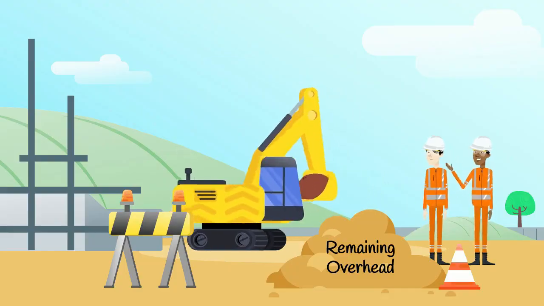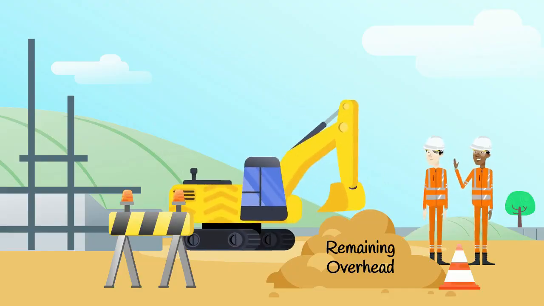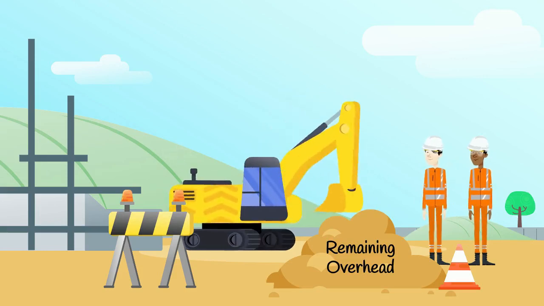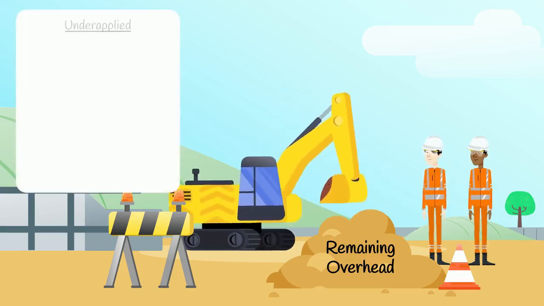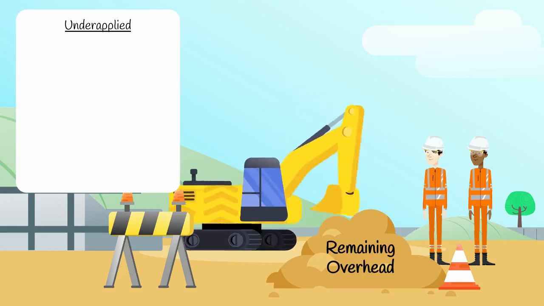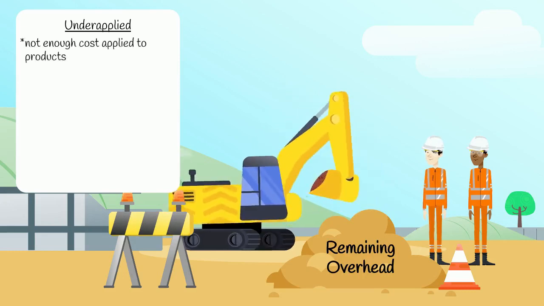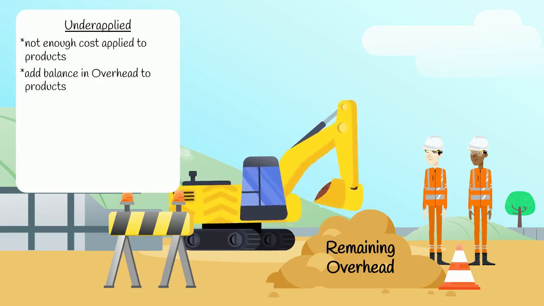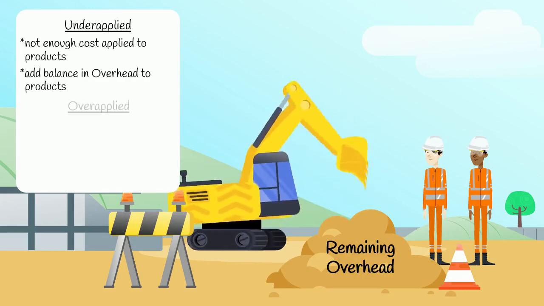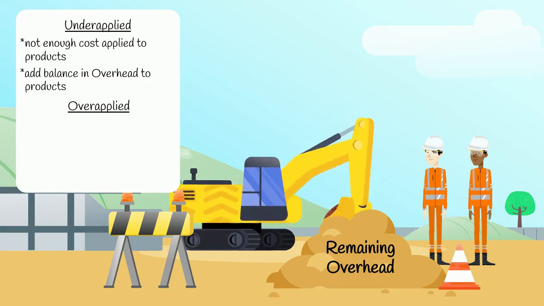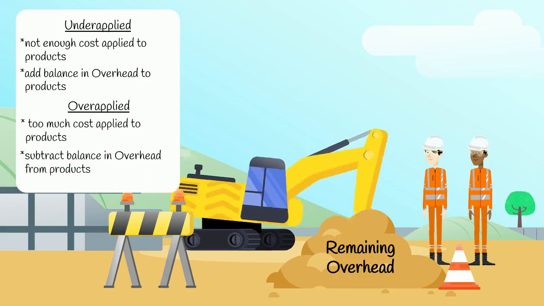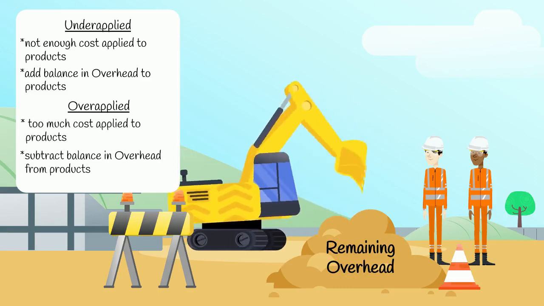We need to clear out or dispose of any remaining balance in overhead at the end of the year to make our product cost correct. If we underapplied overhead, we didn't put enough cost on the products. We need to add the remaining balance in overhead to our products. If we overapplied overhead, we put too much cost on the products. We need to subtract the remaining balance in overhead from our products.